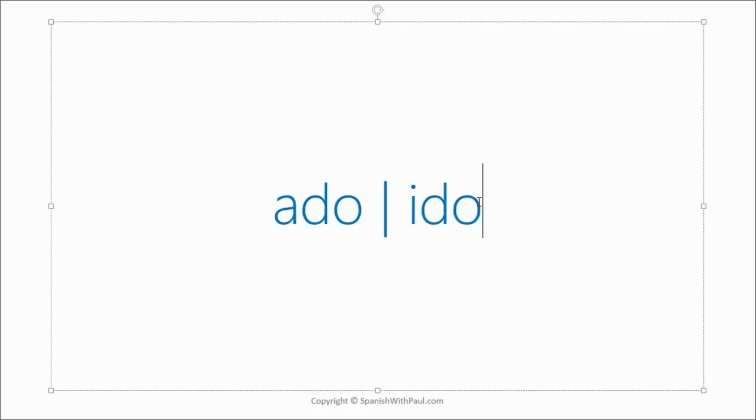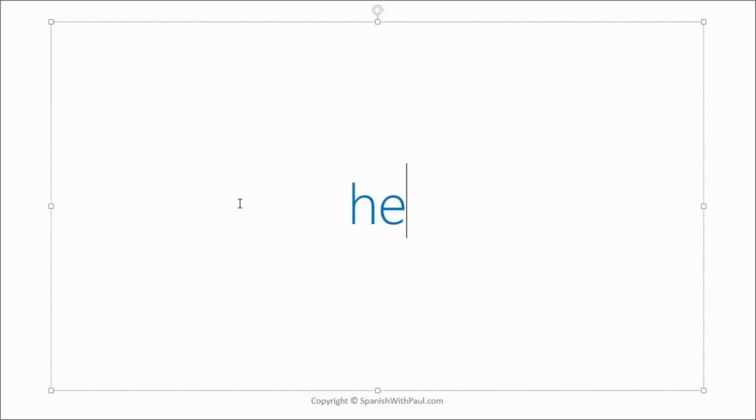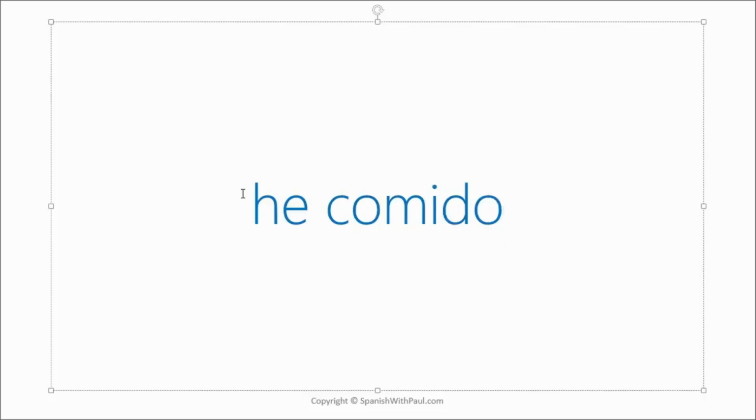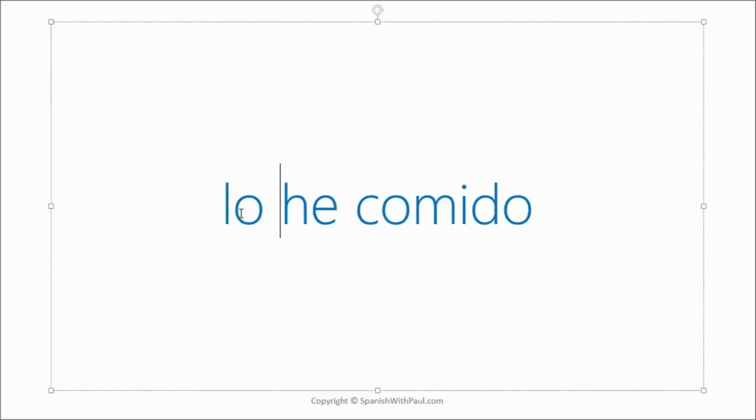Then we have the I have part, which is simply he. So let's take our example here of comido. So he comido, I've eaten, or I have eaten. And if you want to throw the it somewhere, it comes up front. So those are kind of like the three parts. We have either an ado or ido sound, we have the he for I have, and the lo being placed right up front here. That's as much information as I would like you to take away from this video for now.